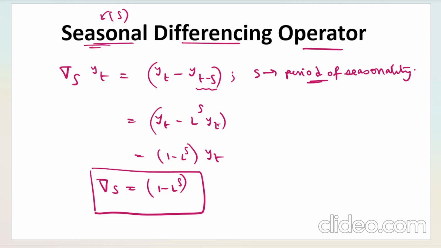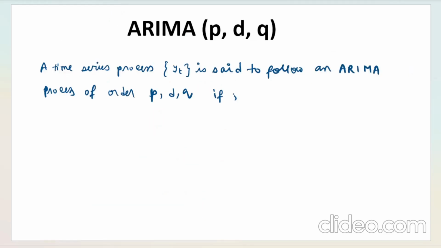Now if we know differencing operator and seasonal differencing operator, we can define ARIMA process. ARIMA, here this I is extra. AR we all know this is autoregressive process. MA is moving average process. Now you have something extra called I. So the full form is autoregressive integrated moving average. I stands for integrated.